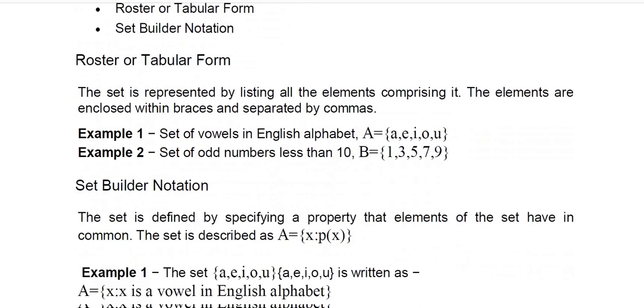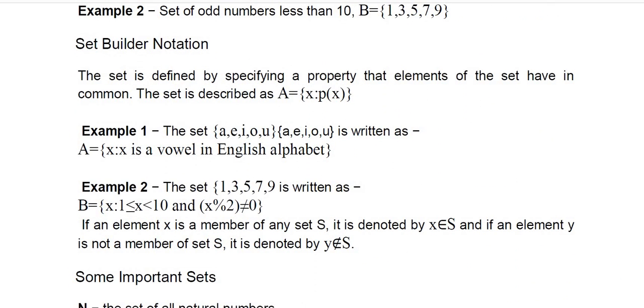Next one to হৈছে set builder notation. Set builder notationত কি কৰা হয়? It is defined by specifying a property that elements of the set have in common. The set is described as A is equal to {x such that P(x)}. So in case of set builder form, the representation is this.